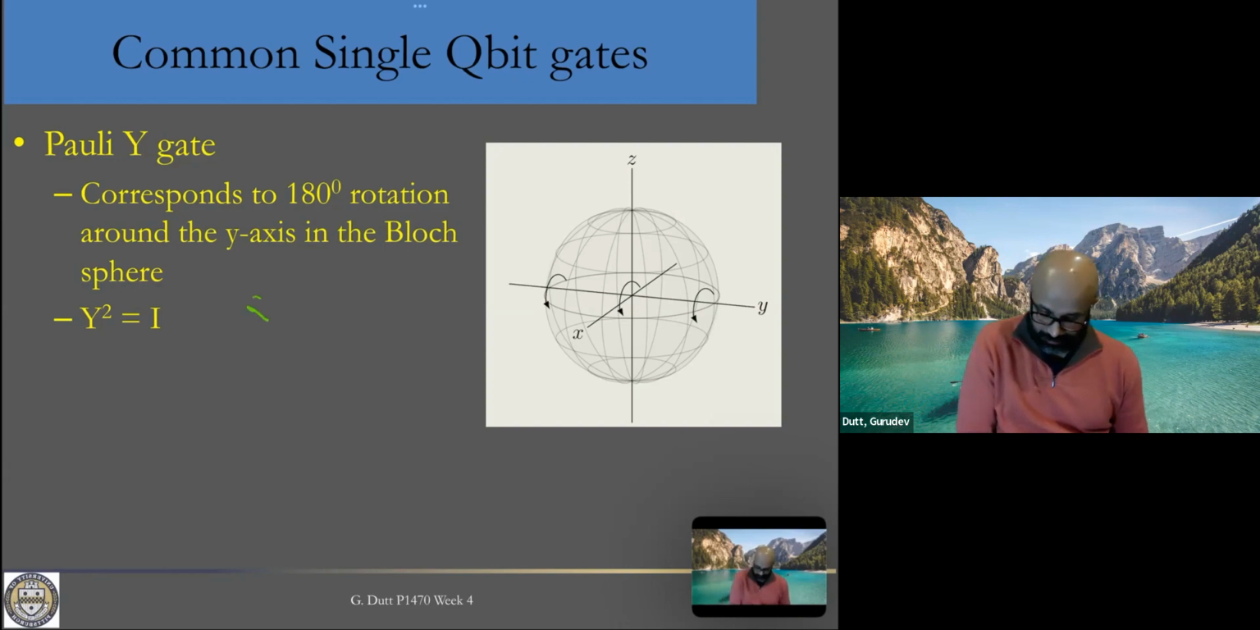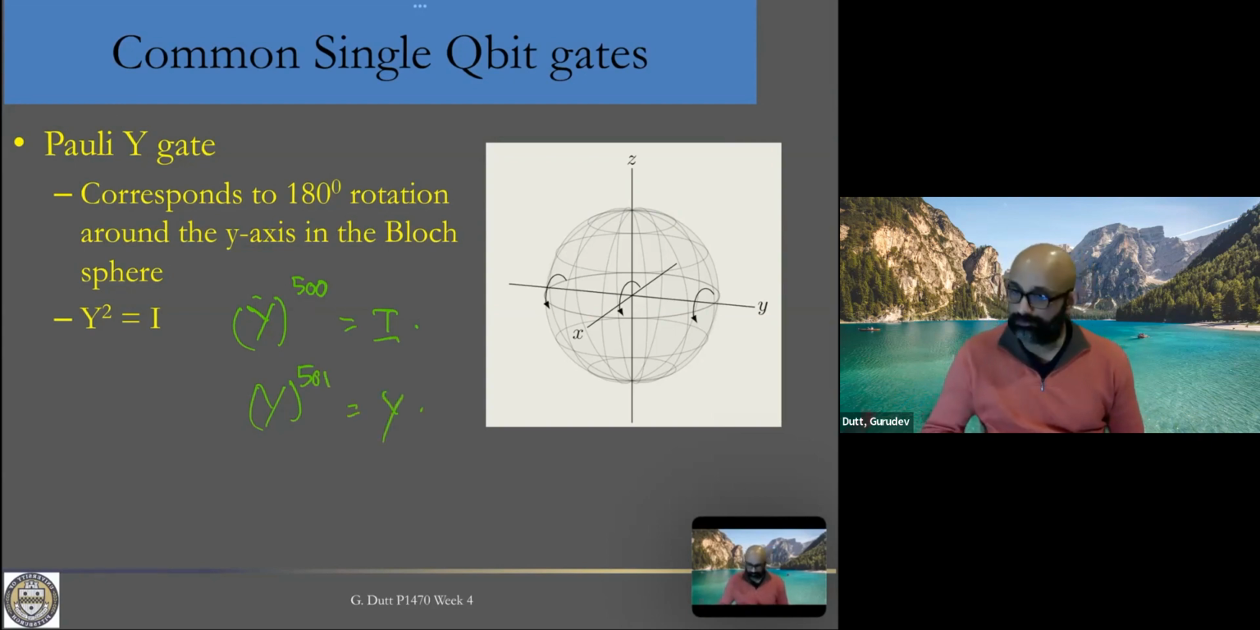So just to quickly write that down. Y to say 500 is just identity, and Y to say 501 will be just Y. So we see that an even number of Y rotations or Y gates will give me identity, an odd number will bring me back to Y itself.